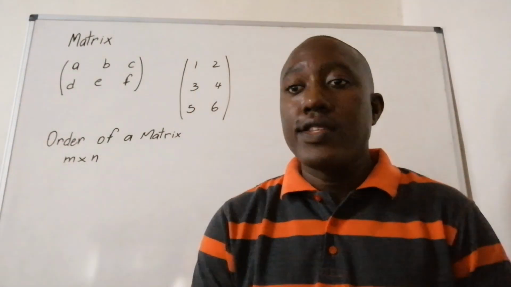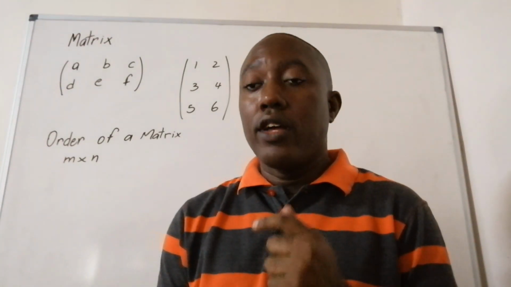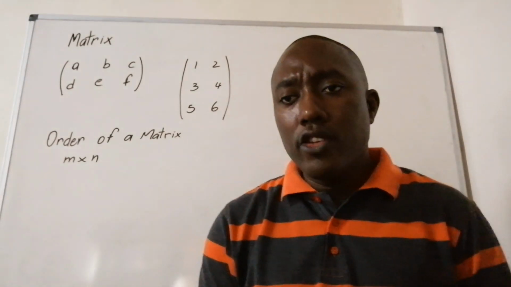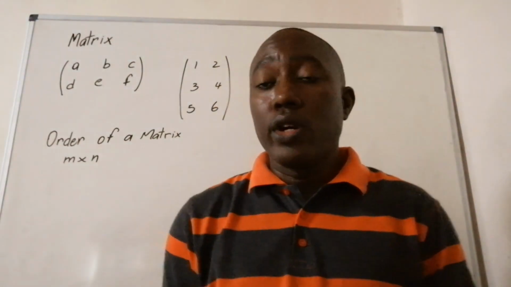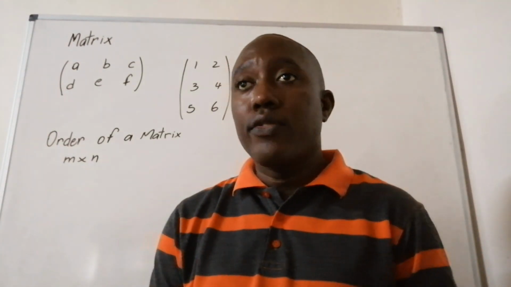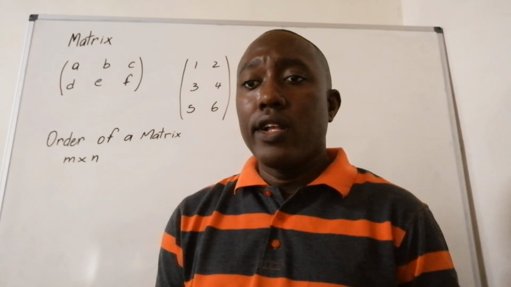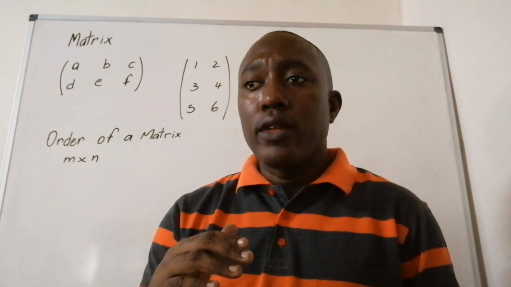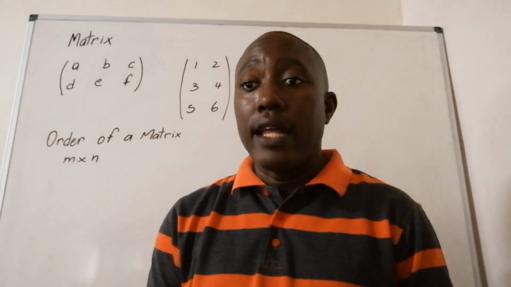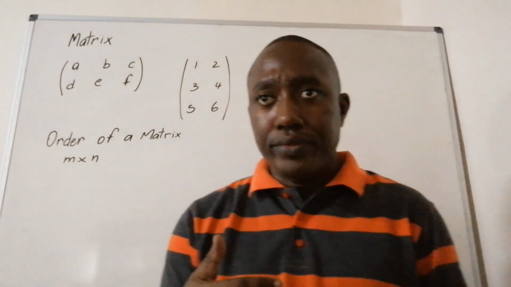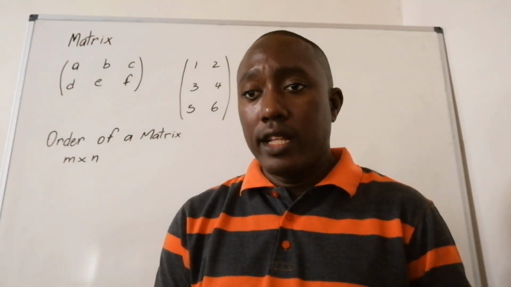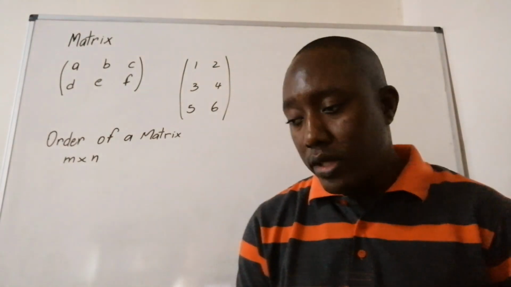So this is a new topic we were going to be looking at, the topic of matrices. Now, a matrix, which is the singular of the word matrices, is a rectangular array of numbers or letters placed in rows and columns. And it's usually denoted by a capital letter.